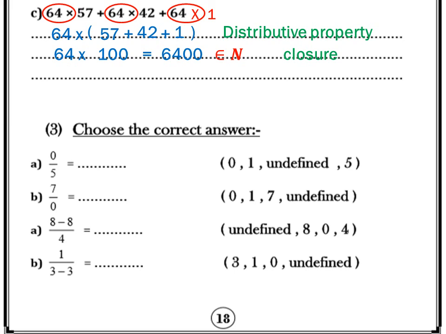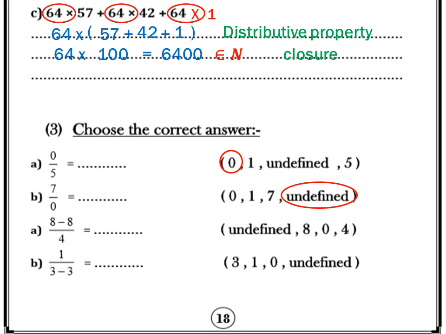And now choose the correct answer on number 3. In letter A, 0 over 5. Let's write it on the calculator. 0 over 5 equals 0, which means 0 divided by 5 equals 0. And now in letter B, 7 over 0. Write it on your calculator. It will be math error, and math error means undefined.